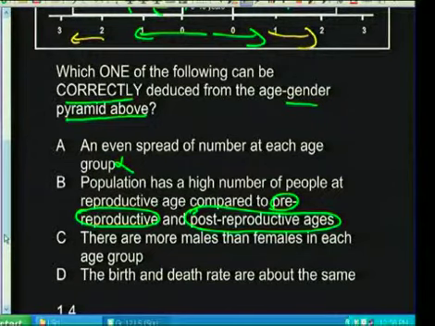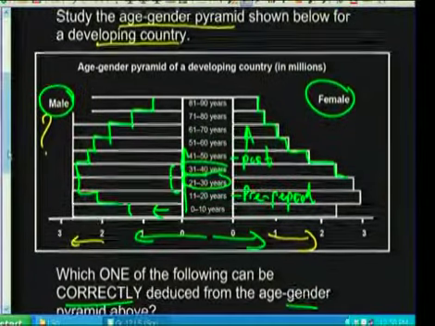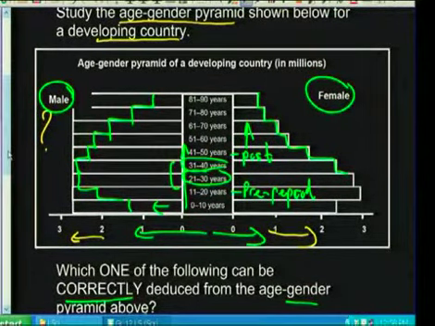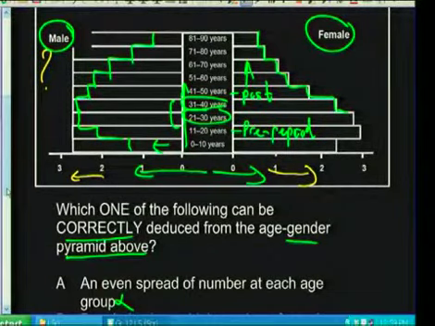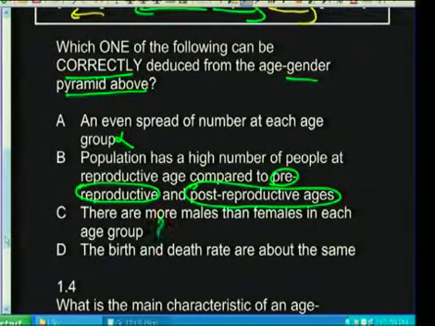Let's read C. There are more males and females in each age group. From this graph, guys, it would be very hard to say. If we had a graph that imaged the female side on the male side, we would need to then compare the males and female side. So I would say that we would not be able to assume that based on this graph.